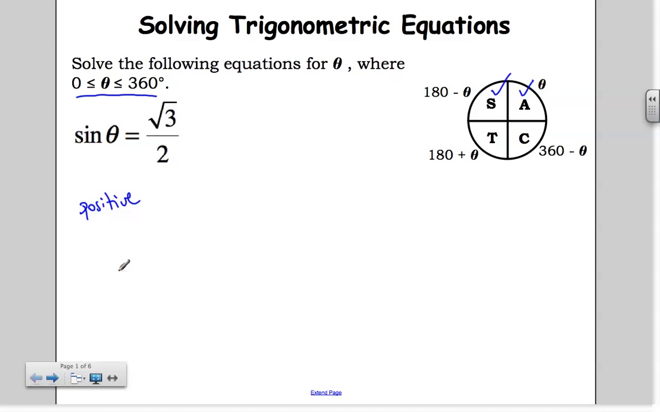So we need to know our exact value triangles. And so I have sine of some angle is root 3 on 2, and I need to work out which angle gives me root 3 on 2. Should we actually draw the triangle? Might be a good idea. I think that's a very good idea.